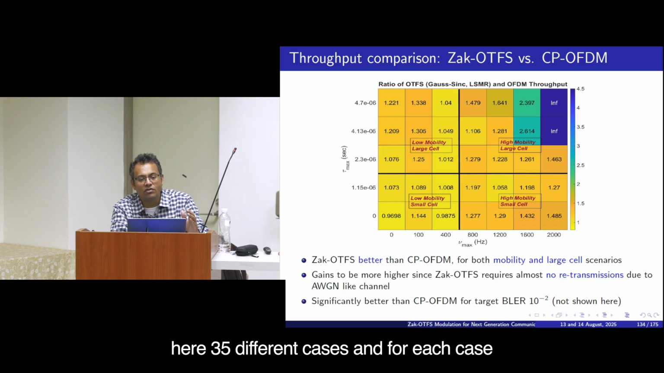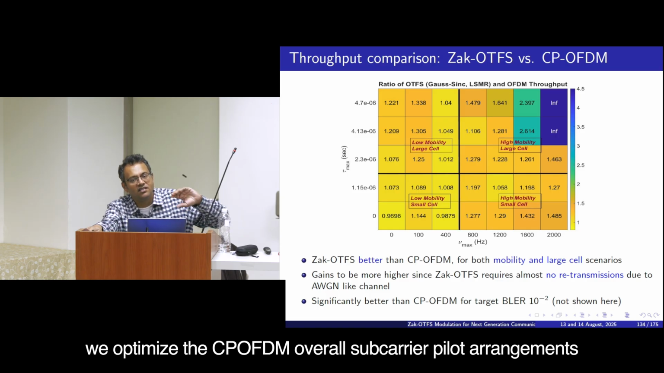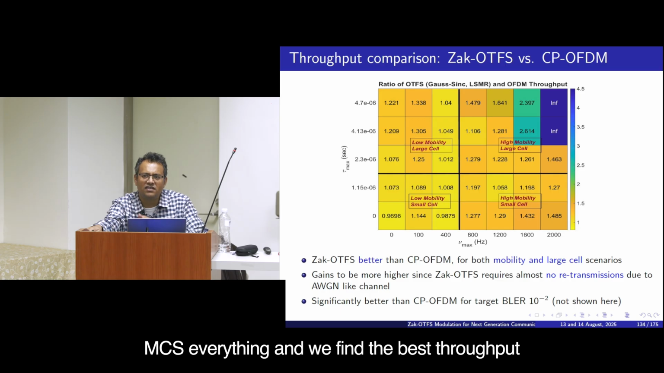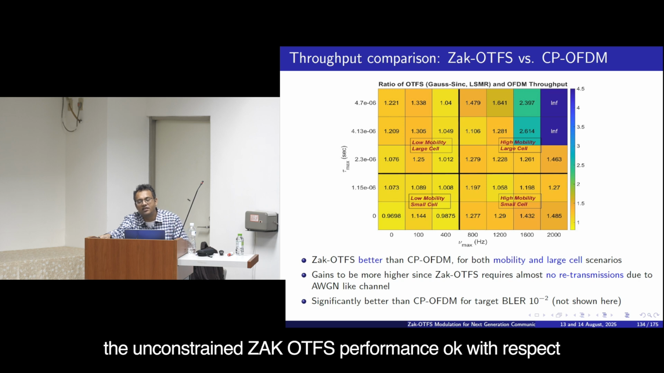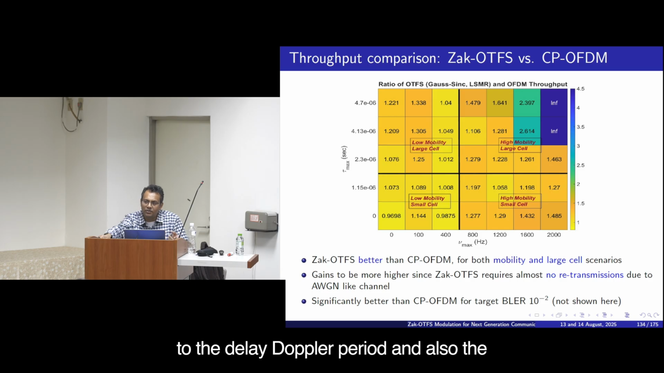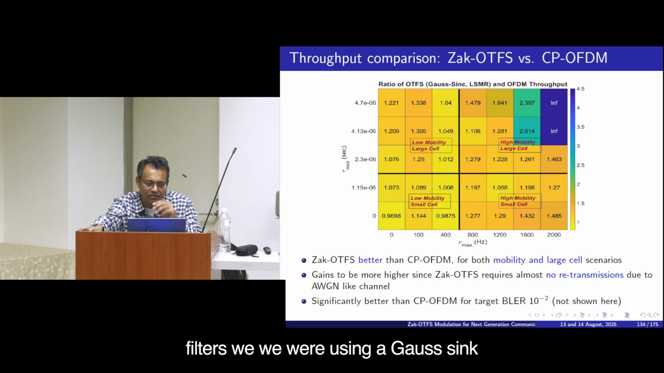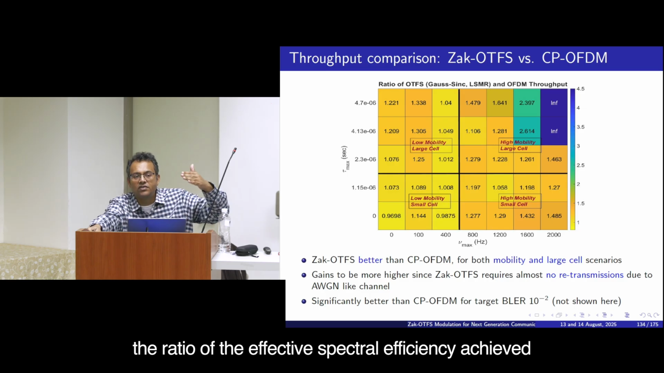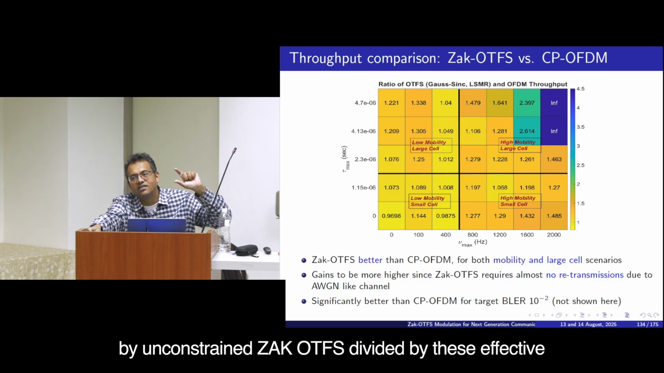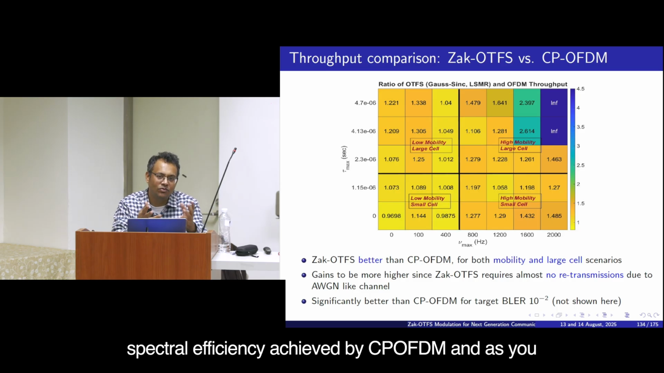So totally there are 35 boxes here, 35 different cases, and for each case we optimize the CP OFDM over all subcarrier and pilot arrangements, MCS, everything, and we find the best throughput that CP OFDM can get. And we also optimize the unconstrained ZAAC OTFS performance with respect to the delay Doppler period and also the filters. We were using a Gauss sinc filter, I think that's giving the best performance. And we plot here in each box the ratio of the effective spectral efficiency achieved by unconstrained ZAAC OTFS divided by the effective spectral efficiency achieved by CP OFDM.